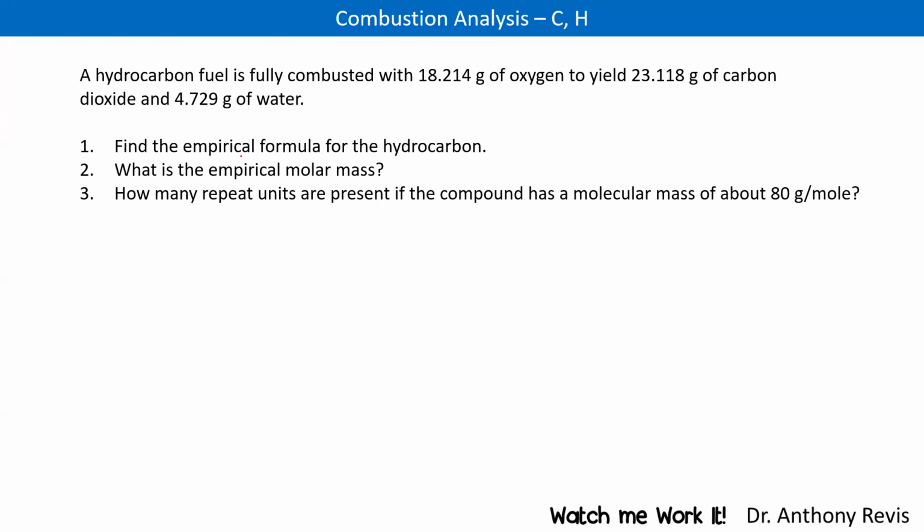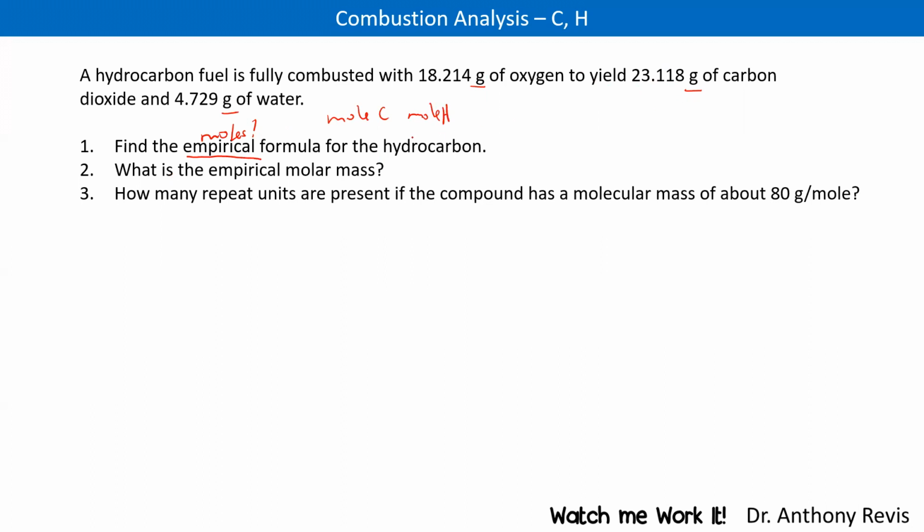Because we're looking for the empirical formula in the first one, we know we need moles. To do empirical formula, we think moles. We look at the problem, we don't see moles, we see grams, grams, grams. So since we don't see moles, we know that we'll have to do a conversion. So we need moles of C and moles of H. We look at the problem, we don't see grams of C or H.